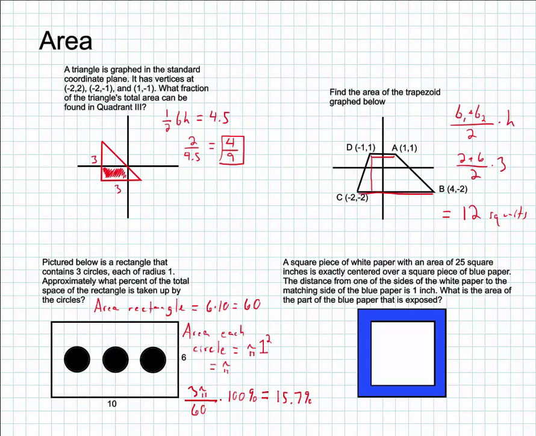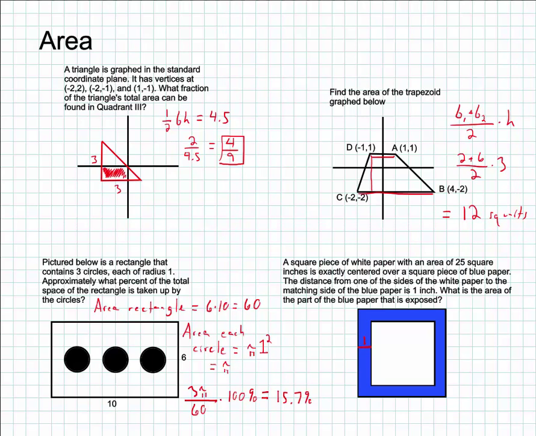A square piece of white paper with an area of 25 square inches is exactly centered over a square piece of blue paper. The distance from one of the sides of the white paper to the matching side of the blue paper is 1 inch. So let's draw that in. So we have this, which is 1 inch. What is the area of the part of the blue paper that is exposed?